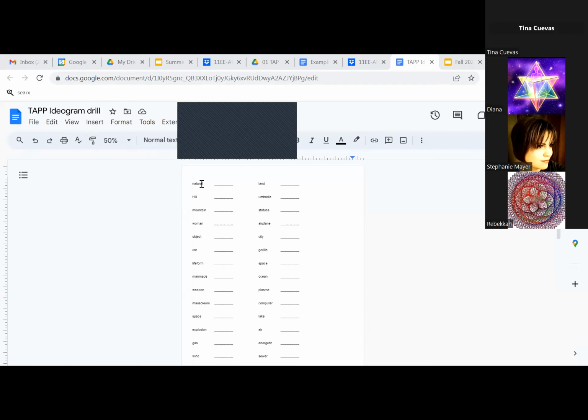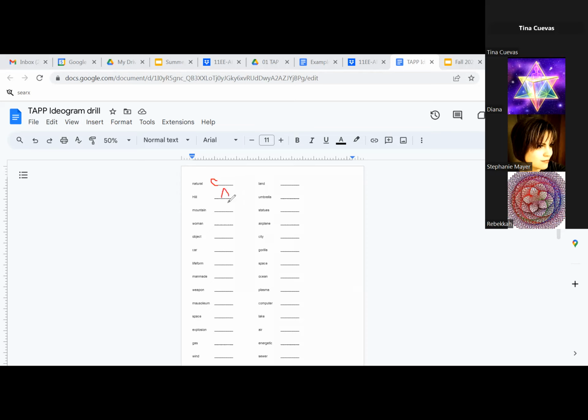But you might notice some commonality in some of them. So if you look across, where are the ones that are common down? If I were to do these, natural would be almost like that. Hill might be that. Mountain might be the same thing. Woman might be a circle. Object might be an angle. A car might be an angle, or I might have tried to draw a car. Life form would be a circle.